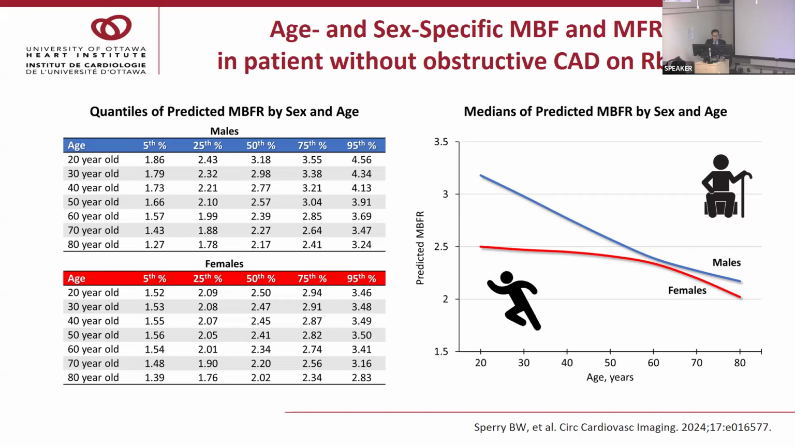So looking at these figures, MFR is higher in younger males than in younger females. MFR decreases with age in both sexes. And looking at the figure on the right, MFR of 2.0 is okay in the elderly, but it's probably abnormal in the 20s and 30s. So therefore, it's important to remember that you should always consider age and sex when you evaluate the MFR.